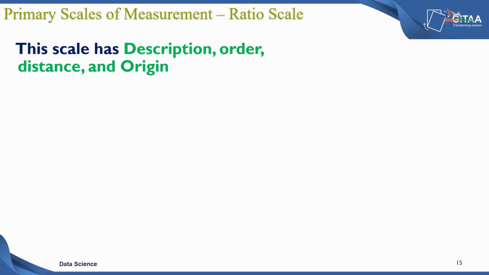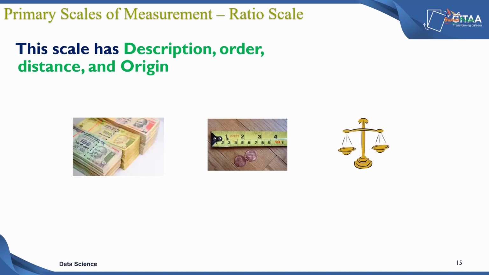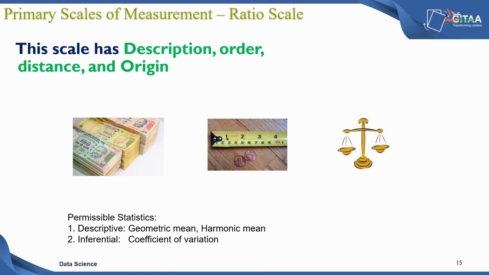The very superior scale, because you could perform many operations on this, is the ratio scale, which has all four properties of description, order, distance and origin. So currency, measurements of length, measurements of weight, a lot of physical measurements actually go into this realm because they are all very well defined and they are not arbitrary origin based. The permissible statistics here are, in addition to the mean and the median, etc., geometric mean and harmonic mean.